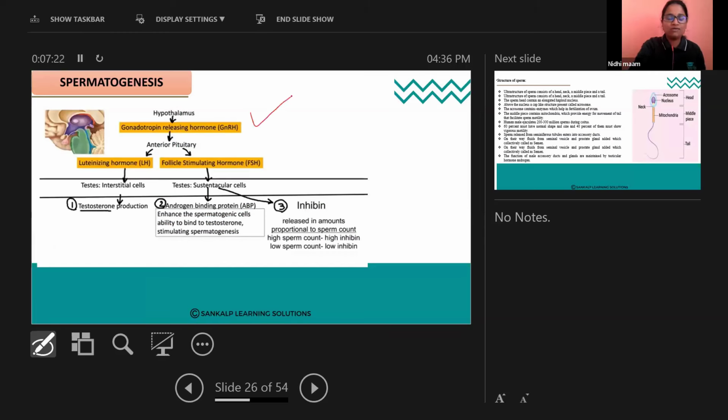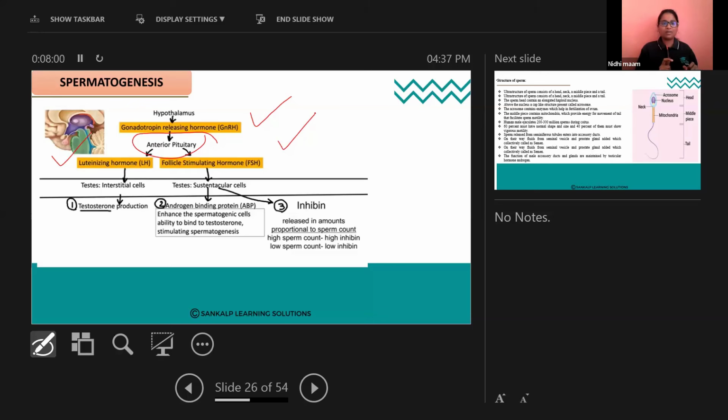This hormone will activate and initiate, it goes and calls the anterior pituitary. Oh my friend, get up, you have to work now. So the anterior pituitary will be initiated, provoked by this gonadotrophin releasing hormone. So the anterior pituitary becomes active and produces 2 main hormones. The first one is luteinizing hormone, the second one is follicle stimulating hormone. The anterior pituitary produces 2 hormones: one is luteinizing hormone, the other is follicle stimulating hormone.